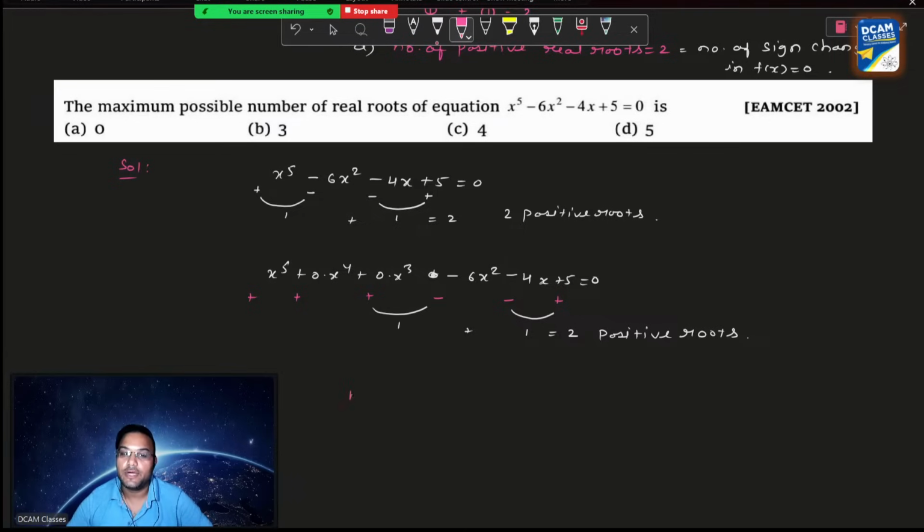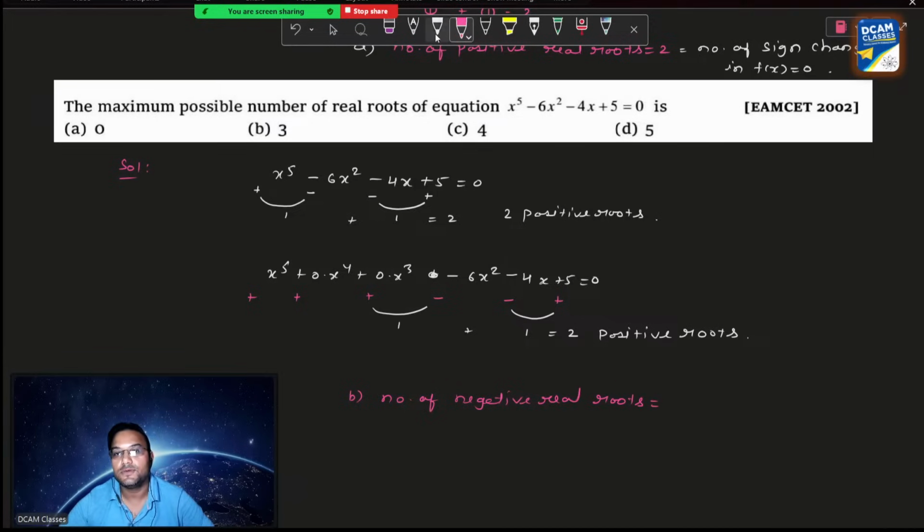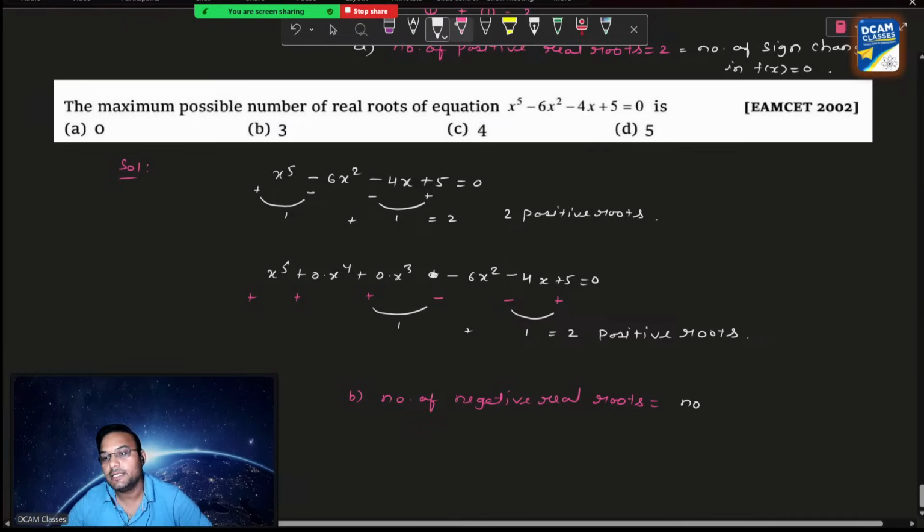If you want to find the number of negative real roots also, then in that case, it is equal to the number of sign changes in f of minus x equal to 0. Okay, so positive roots we have found out. Now to find out the negative one, you will find out f of minus x.